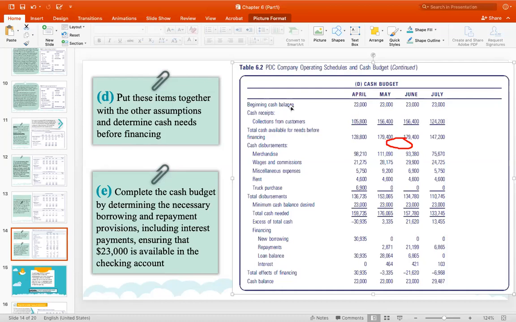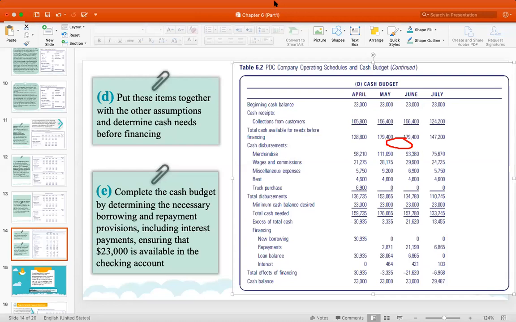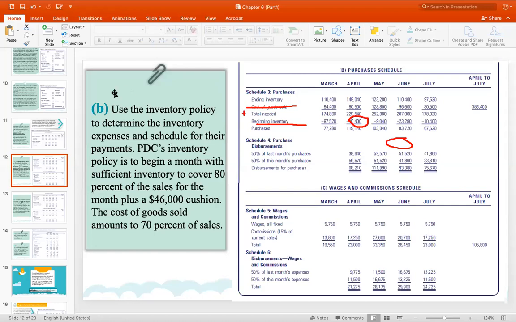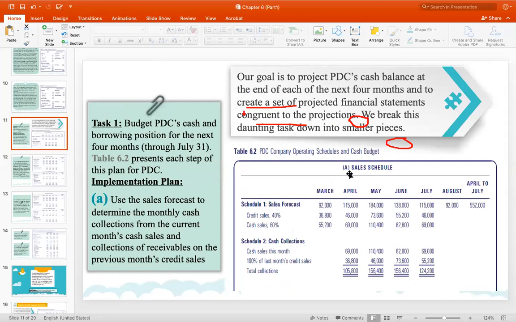Okay. What did we say this is? The beginning cash balance. So this is our starting point. Now we should add the cash receipts. This cash is collected from the customers, from our sales. And this number, $105,800, comes from the sales schedule from the A panel, see here. We have the total collections right here. So this is the total amount of money that we have collected during the month of April.